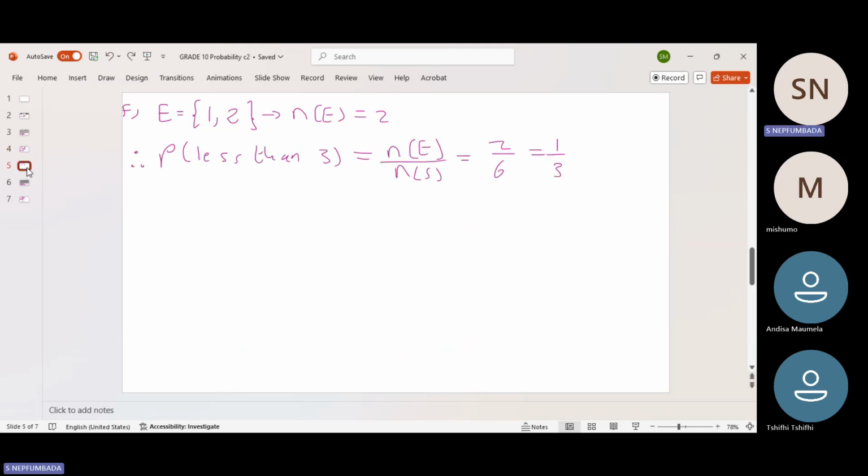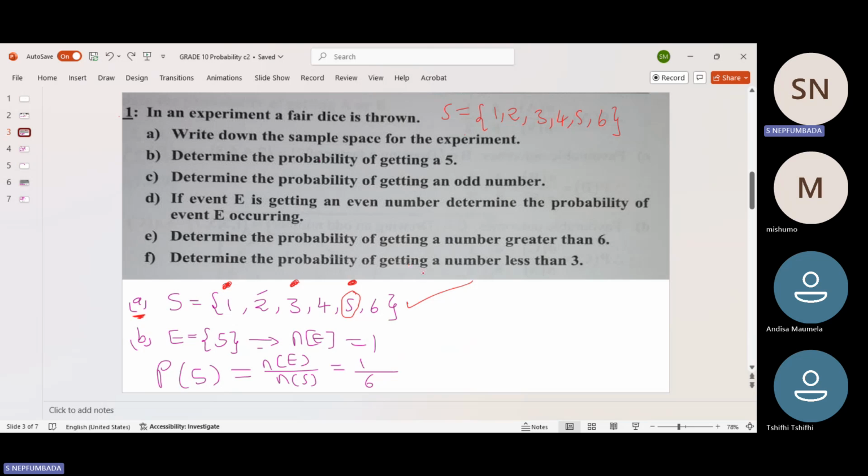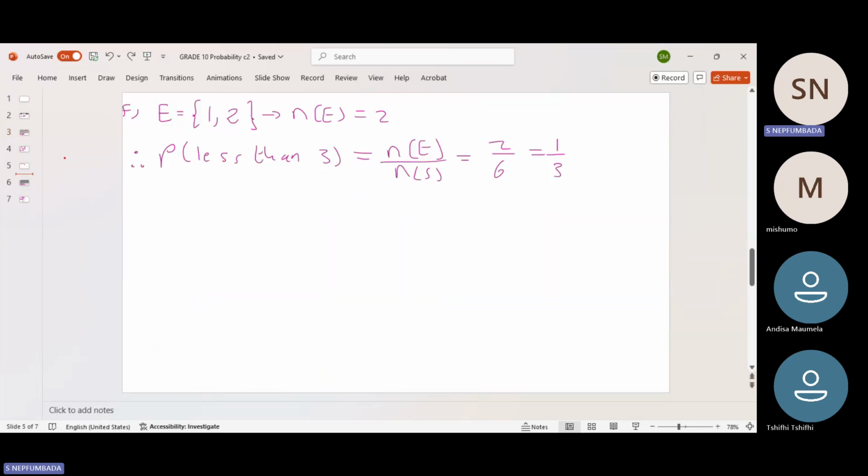And we move to the next question. It says determine the probability of getting a number less than 3. How many numbers are less than 3? 1 and 2. So there are 2. It means our event is 2. Then the probability is going to be 2/6, which on our calculator is 1/3. Then we go to the next example.